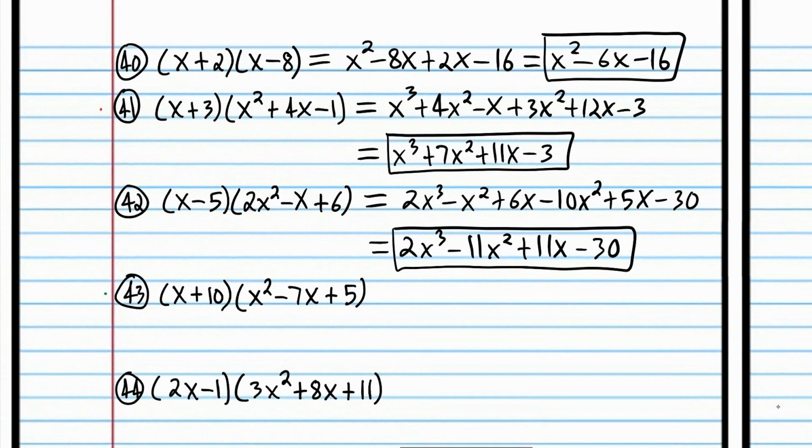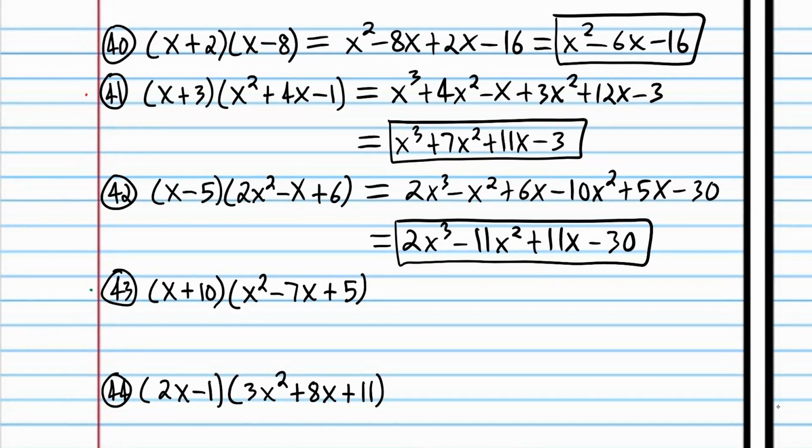Okay, why don't you try number 43. Remember, you're going to start by multiplying this number by all these numbers in the trinomial, and then you're going to multiply this number by all the numbers in the trinomial. Try 43. When you come back, we'll do it together.